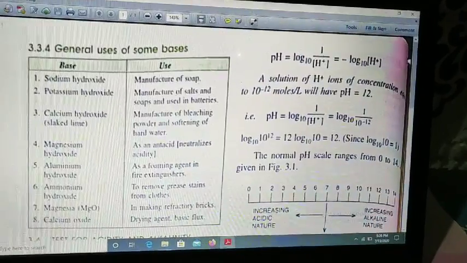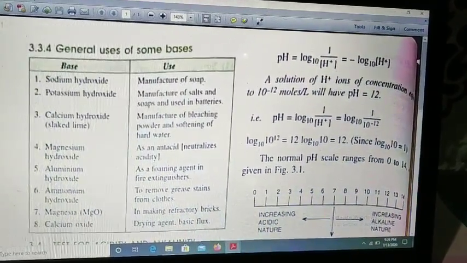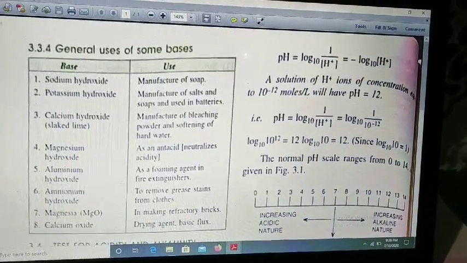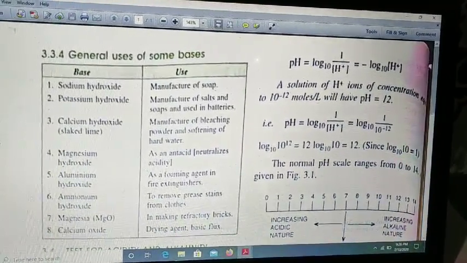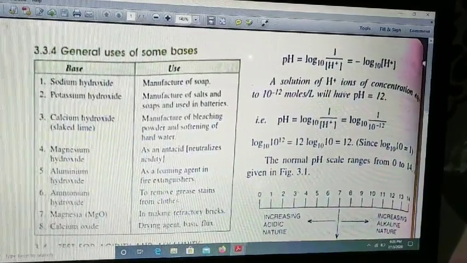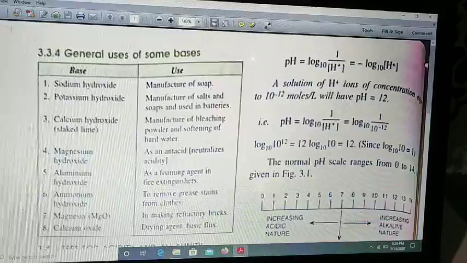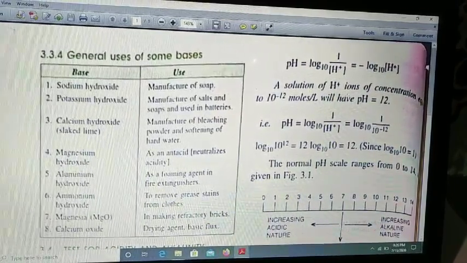Now today we are going to see general uses of bases. That means where you find the use of base. Say for example, sodium hydroxide is used in the manufacture of soap. Potassium hydroxide is used in the manufacture of salts and soaps and is also used in batteries.